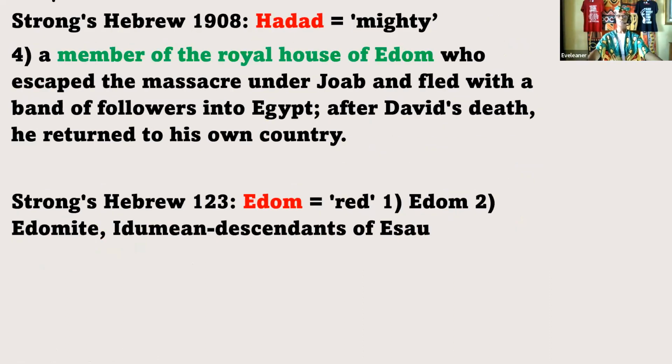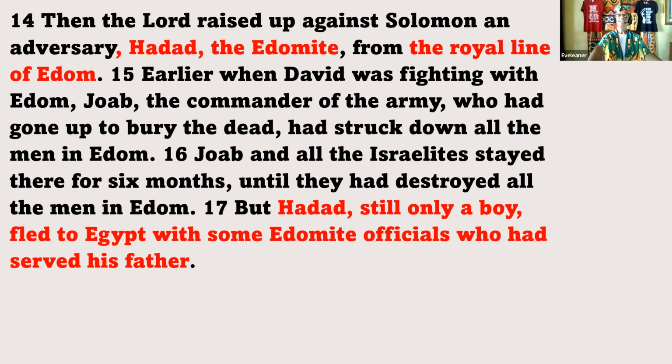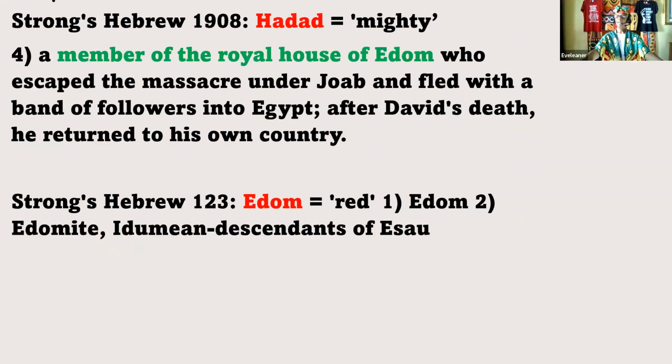And I wanted to go over those. If you look back, I did have those highlighted. Hadad, the Edomite of Edom. So let's look more about this young man. The Strong's Hebrew tells us that Hadad, his name meant mighty, and he was a member of the royal house of Edom, who escaped the massacre under Joab and fled with a band of followers into Egypt. After David's death, he returned to his own country.